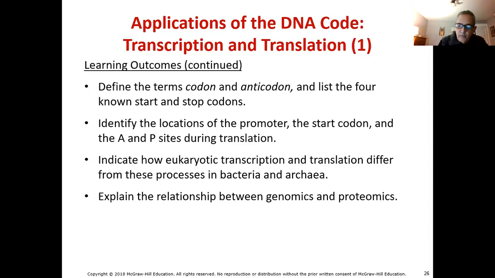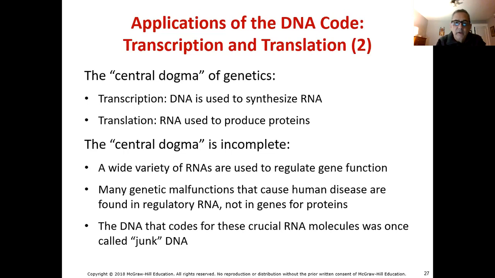The central dogma of genetics is transcription. DNA is used to make RNA. RNA is used to make proteins. However, this central dogma is incomplete. There is a wide variety of RNAs we know now, more than the basic ones involved in protein synthesis. Many genetic malfunctions that cause human disease are found in these small RNAs called regulatory RNAs and not on the genes. The DNA that codes for these RNA molecules was once called junk DNA because people didn't think it did anything, but it turns out it plays an important role in regulating genes.